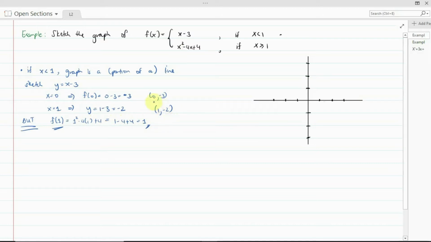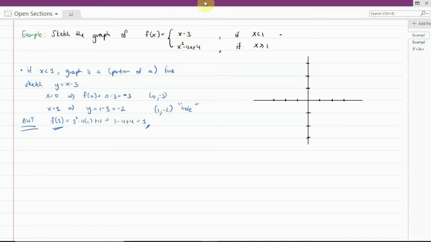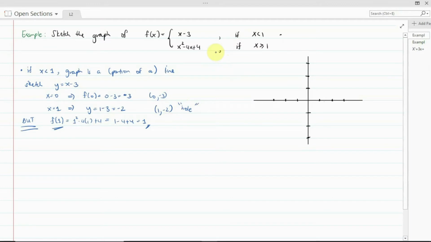So, this point (1, negative 2), although this is a point on the line y equals x minus 3, this is not a point on the graph of f. So, this should be a hole on the graph. So, ano yung tinutukoy natin? Atin na silang i-plot. So, you have (0, negative 3). Sure ka na point yan sa graph ni f. Kaya, you plot it. Tapos, you have (1, negative 2). Sabi natin, ang partner talaga ni 1, hindi naman si negative 2 eh. So, ito dapat ay hole lang.